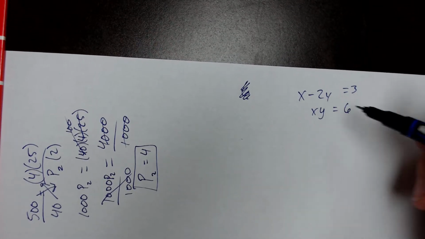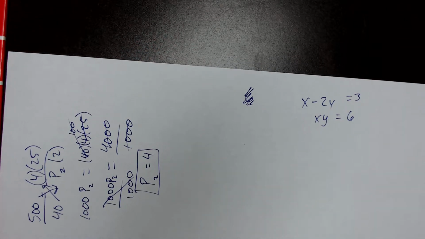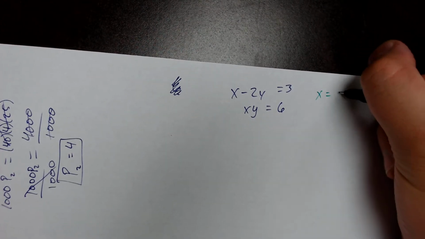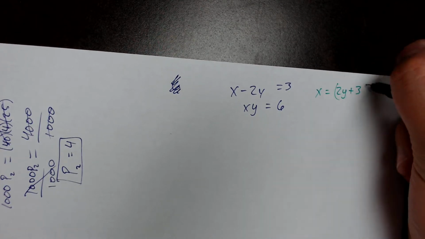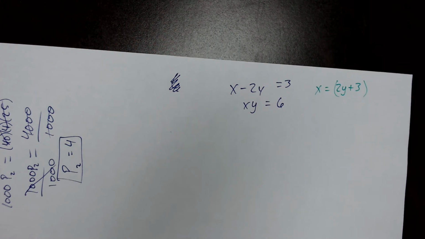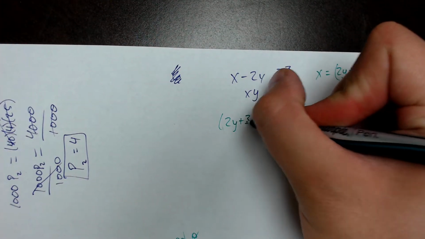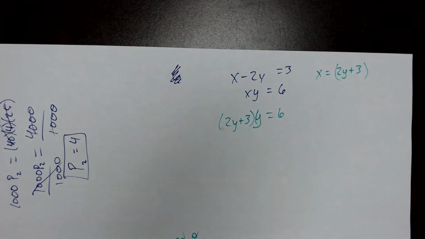To finish this example, I'm going to use substitution. I can solve for x easily because it has a coefficient of 1. So I can rewrite this top equation as x equals 2y plus 3 when I move the negative y to the other side. And then I'll take this value and I'll substitute it in here. So what I have is 2y plus 3 times y equals 6.